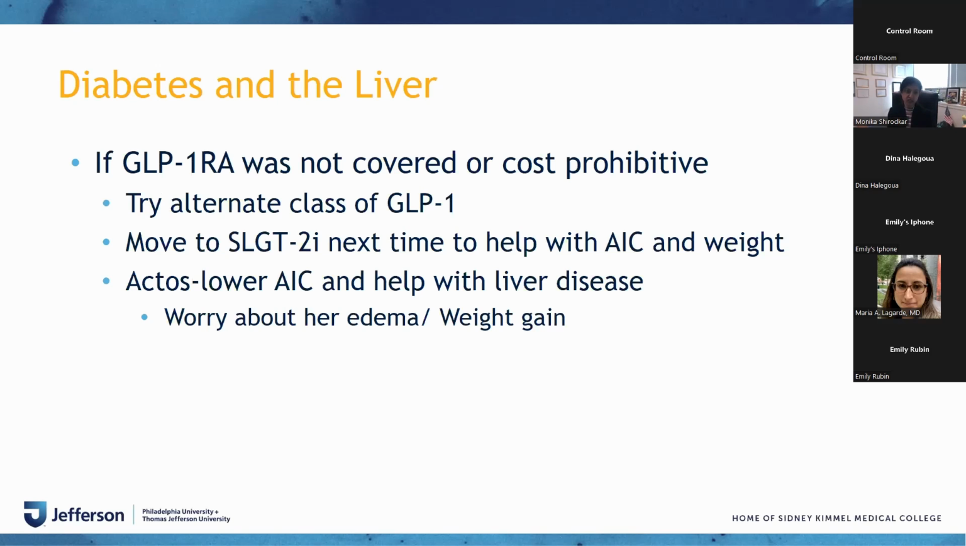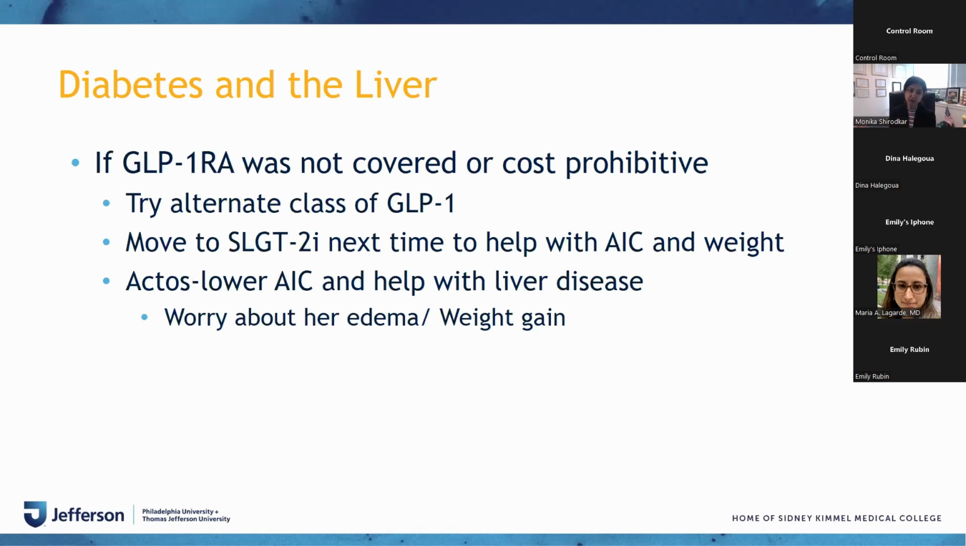So in those situations, I would say try an alternate class of GLP-1. Your insurance company may cover a different GLP-1, and even if it doesn't have the biopsy proven results behind it, it will still most likely give you some significant benefit when it comes to the diabetes and the liver. If the injections are not covered or you're unable to tolerate it, my next option would be to move to an SGLT inhibitor because they also induce weight loss, will help lower that A1C and give cardiovascular and renal protection.